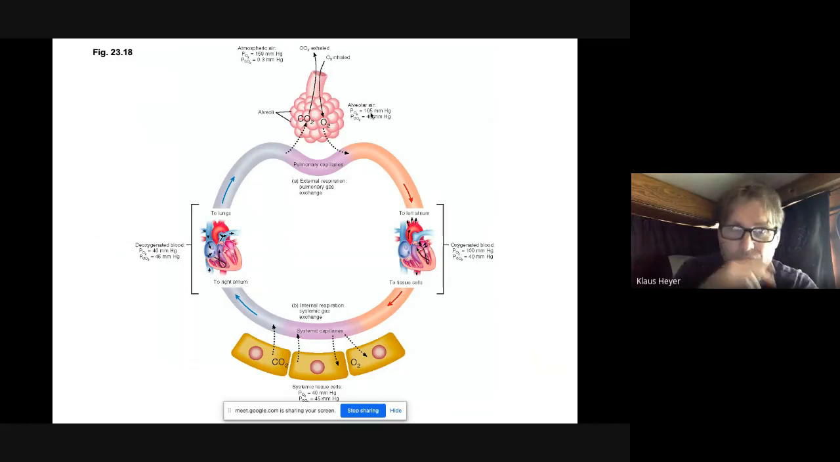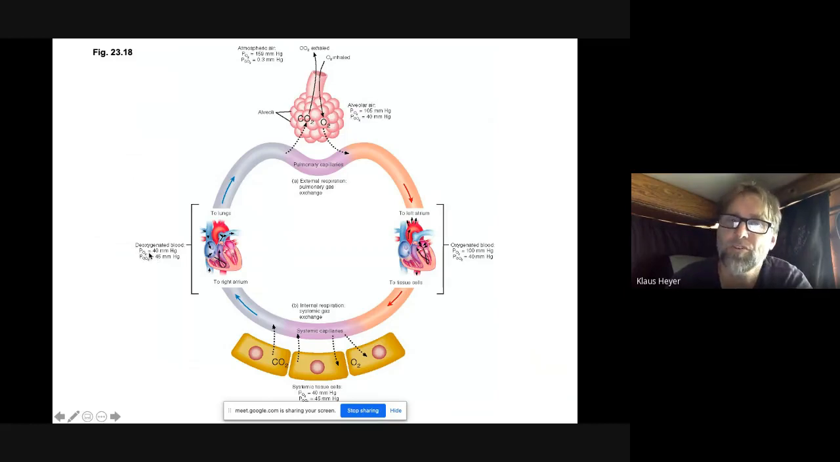Actually, to be more accurate, it works this way. We're talking about deoxygenated blood coming back from the body. The pressure of oxygen in that blood is even lower, because that oxygen's been used up by the cells. Now it's coming back up the vena cava, going into the right side of the heart, and then it goes to the lungs. At that point, it's only about 40.